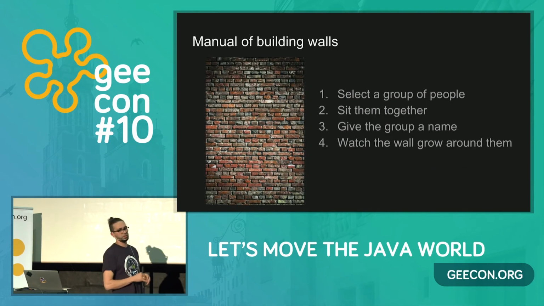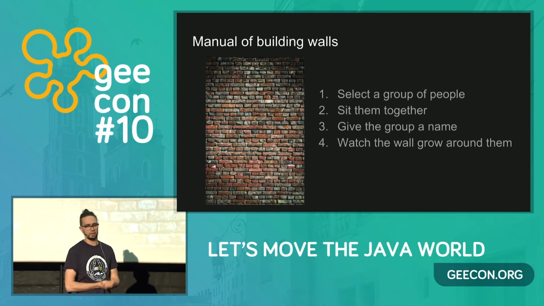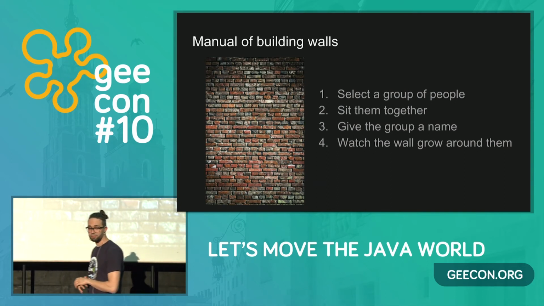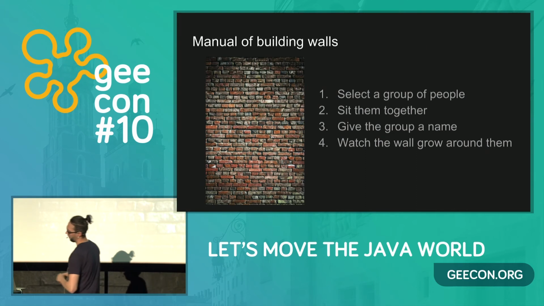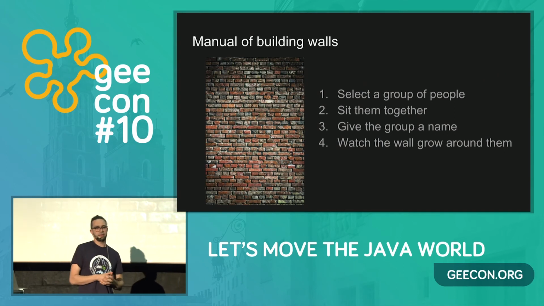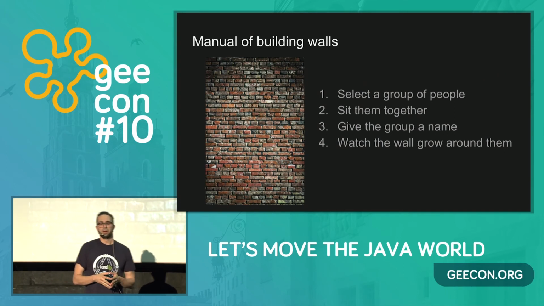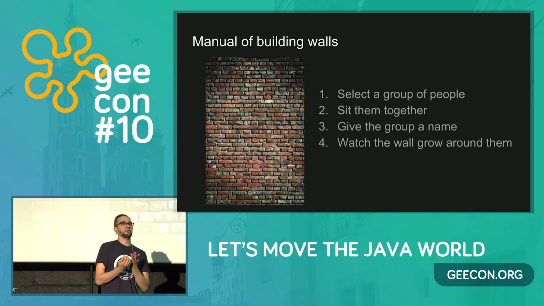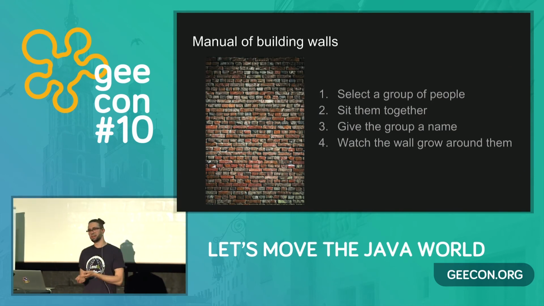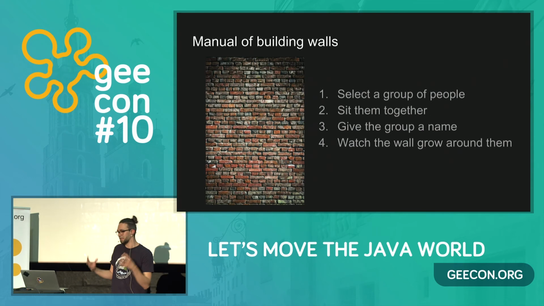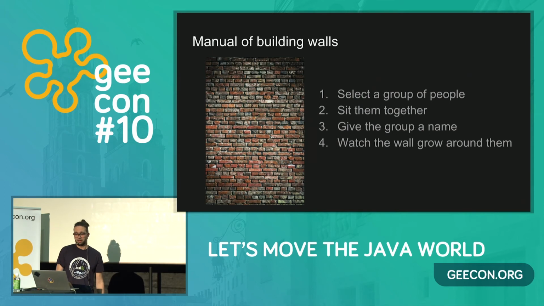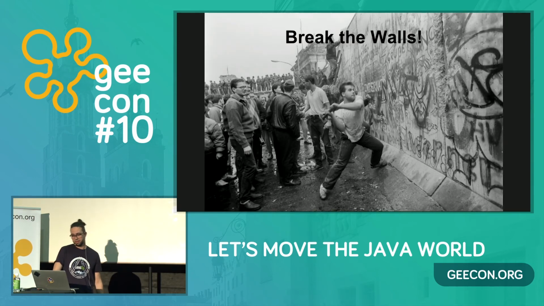And a quick manual of how to build a wall in an organization, if you want. I don't advise it though. You just get a group of people, sit them together, give them a name, and just watch the wall grow around them. I've seen this pattern too many times, where you have, for example, a DevOps organization, or a UX organization, or a quality engineers organization. And a project that involves these organizations requires so much coordination that it's effectively a lost cause. So let's break the walls.